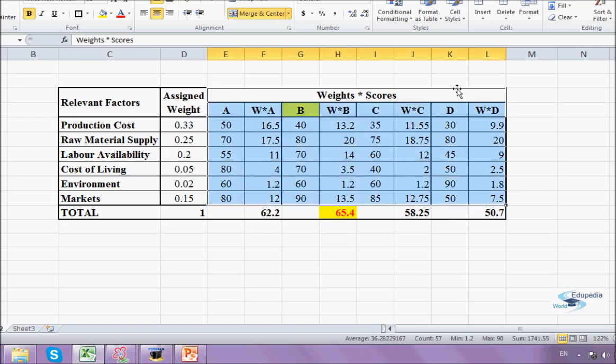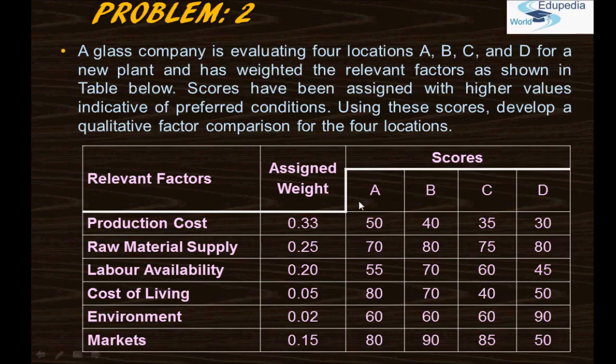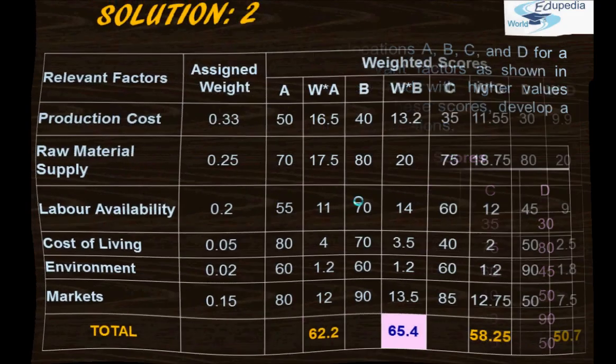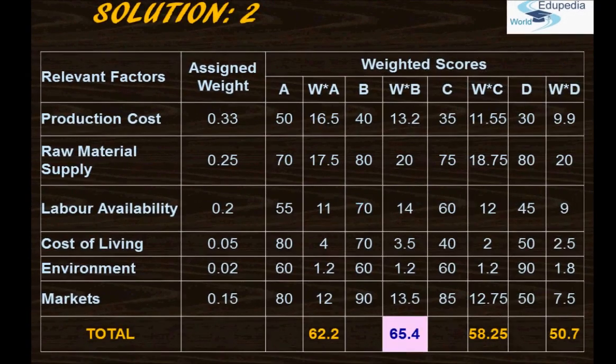Alright, well, so now let's summarize this here. This was our question and this is the summary of the answer. You see that the value at the product of the value at B is the highest, which is 65.4, and therefore B is the best location alternative for this.